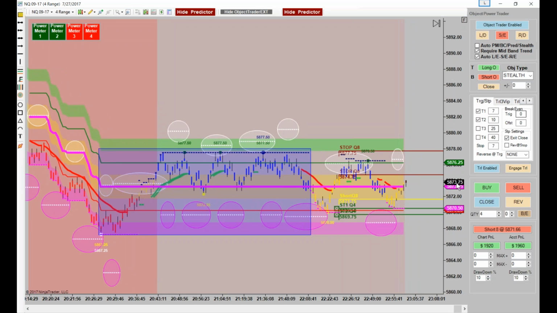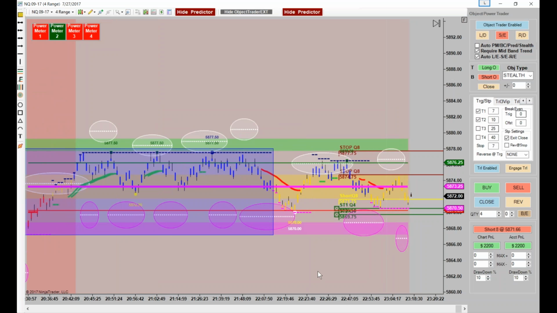Okay. Now notice even in this choppy stuff right here, you're still getting some pretty decent trades, aren't you? If we get stopped out, it's no big deal, is it? Because we've gotten some really, really good trades. You know, this is pretty sideways. But isn't that a great little tool? That's a great little tool right there.